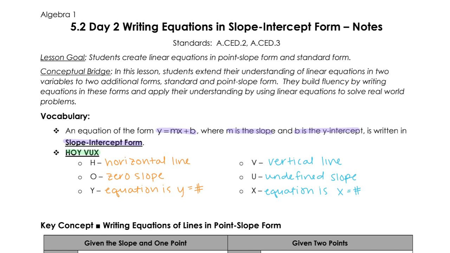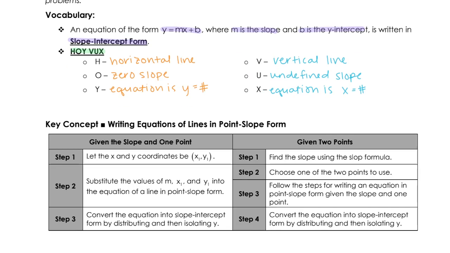HOY stands for horizontal line, zero slope. The equation is y equals a number. VUX stands for vertical line, undefined slope, and the equation is x equals a number. So if you need to, take a moment, pause the video, write down HOY-VUX. Otherwise, we're going to go ahead and move right along here.